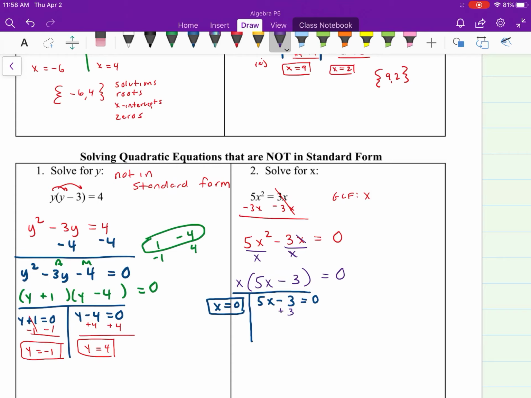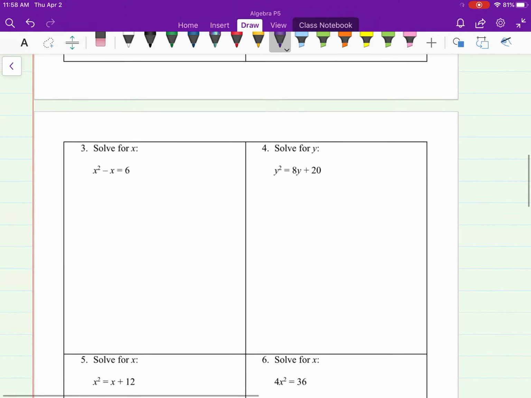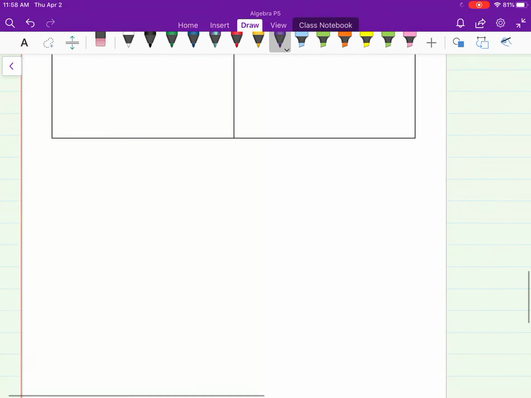One of the answers is x equals 0. The other answer is going to be whatever you solve for x over here. So first you would add 3 and get 5x equals 3. And then to get x by itself, you would divide both sides by 5. And you would get x equals, you could do 3 divided by 5 and get 0.6, or you could leave it as a fraction. I choose to leave it as a fraction for now. So the two solutions are 0 and 3/5.